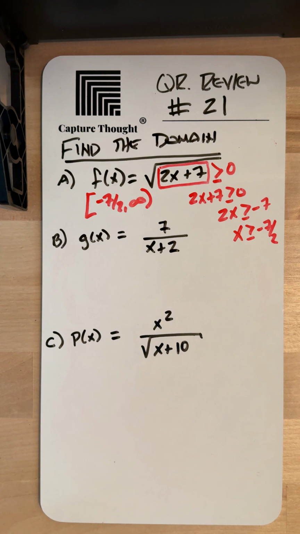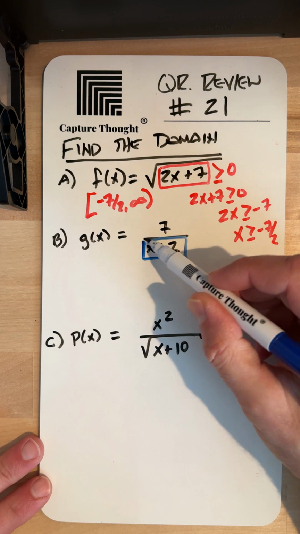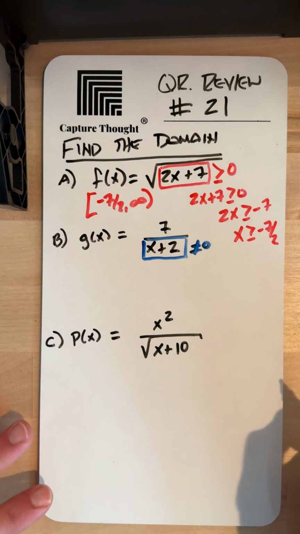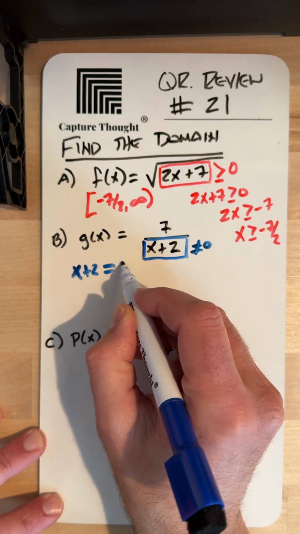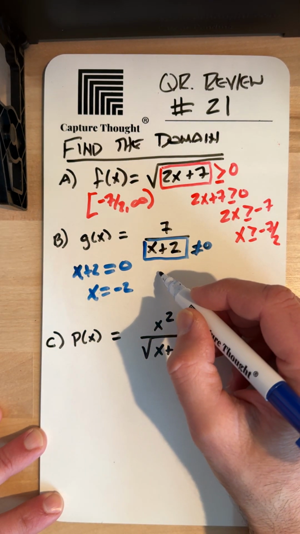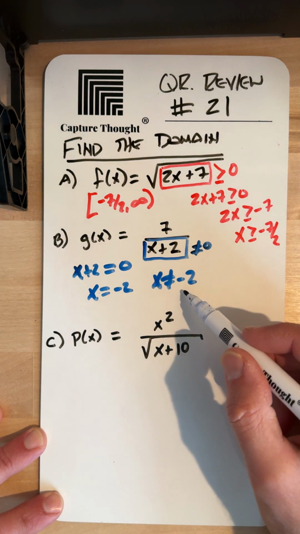Okay, part B says g of x is 7 over x plus 2. I think if you remember for a domain, when you're dealing with a rational function, which is what this is, the bottom piece, the denominator, can never equal 0. So whatever it is on the bottom, you set that equal to 0 and you solve. So we're just going to say x plus 2 is equal to 0. Solve and you get x is equal to negative 2. So therefore your domain would be x cannot equal negative 2. So that's your inequality notation.